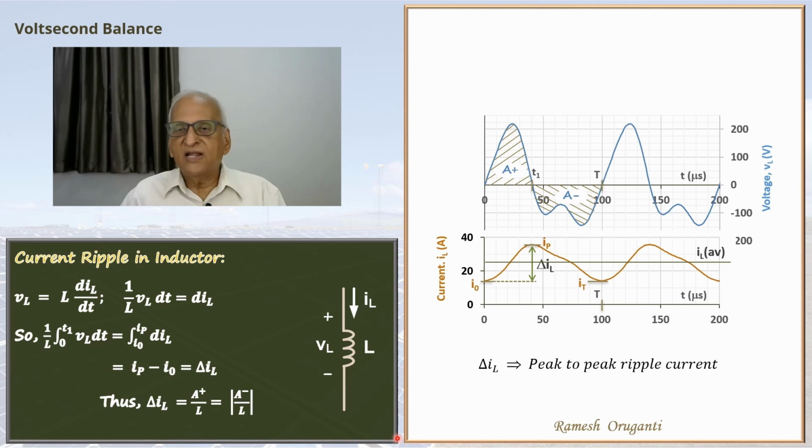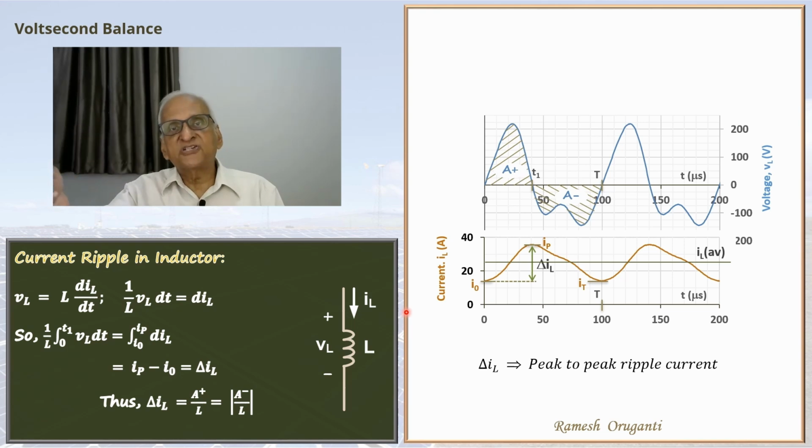Also, if we know IL average and the delta IL together, we can find the peak current value, the maximum current value in the inductor, which is a useful parameter. Also remember, the same peak current will flow through the switch or the diode. So the switch maximum current and the diode maximum current are also known. That helps us in the selection of the switch or the diode.